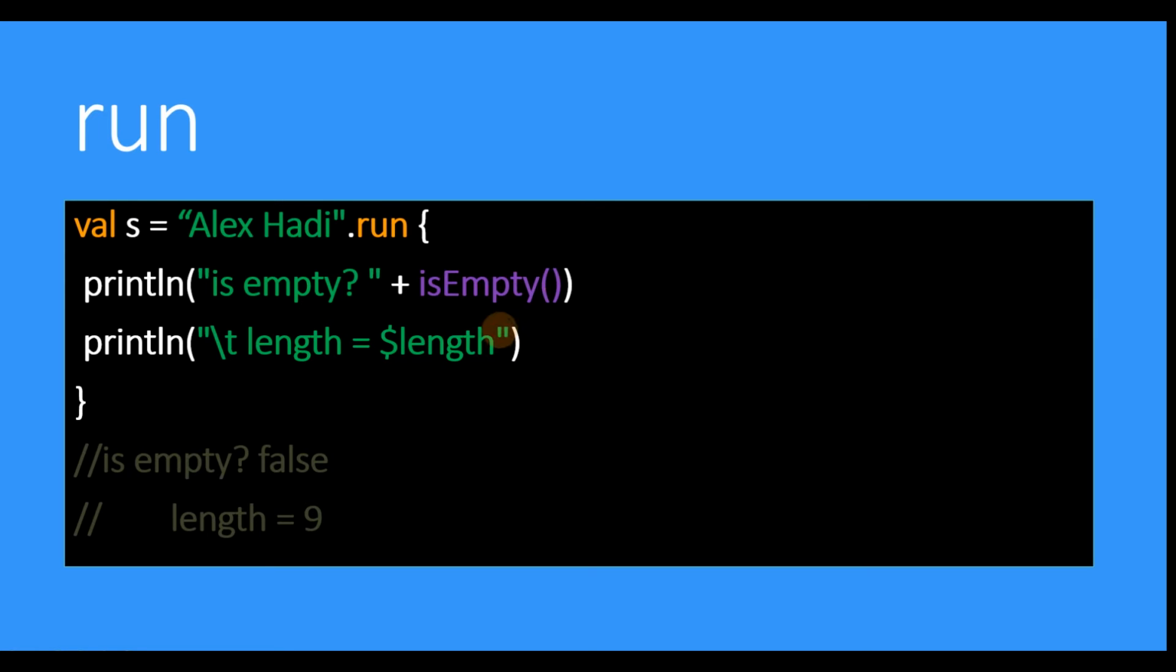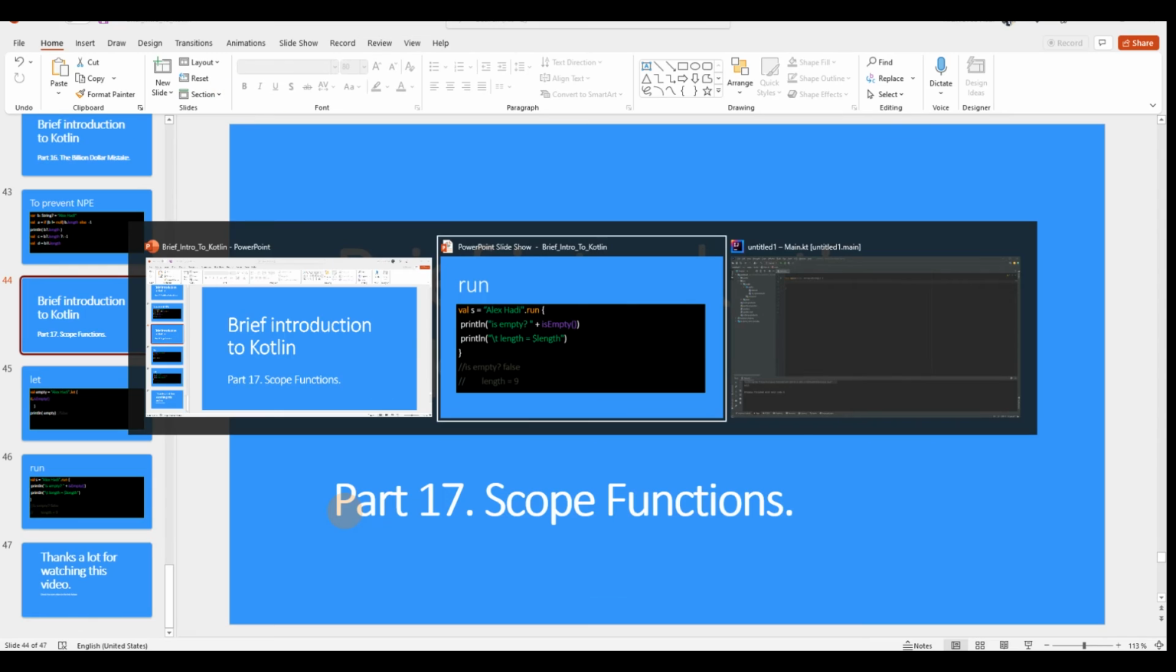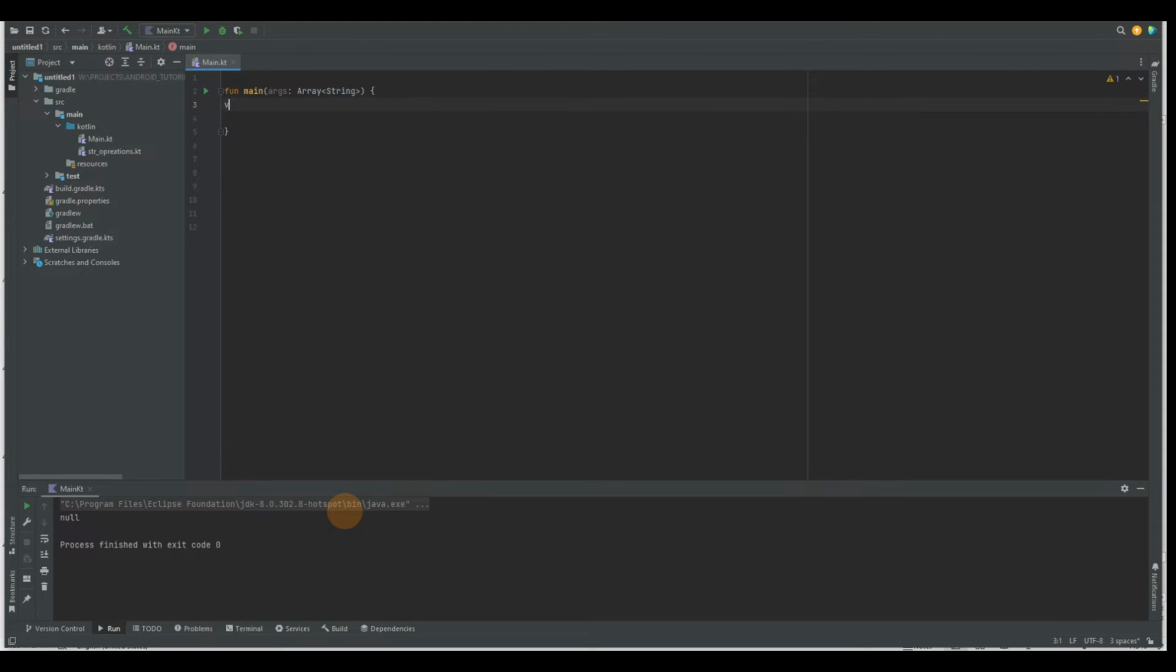And also here, the standard length property is a property inside the string, as you see, and the compiler will figure out that and give us the length of the string. So now let's see how we can use the let and run scope functions.